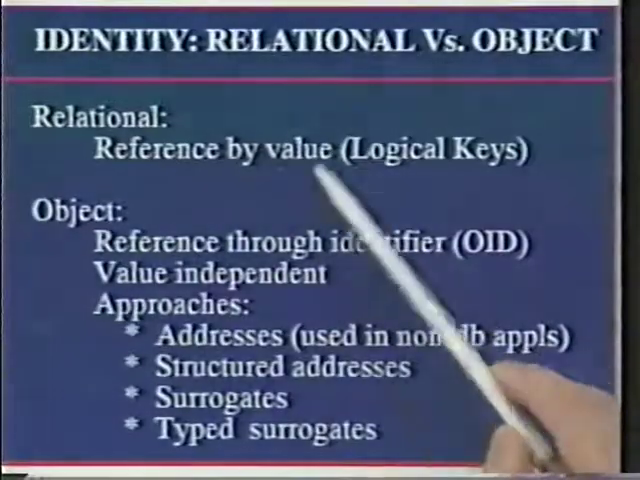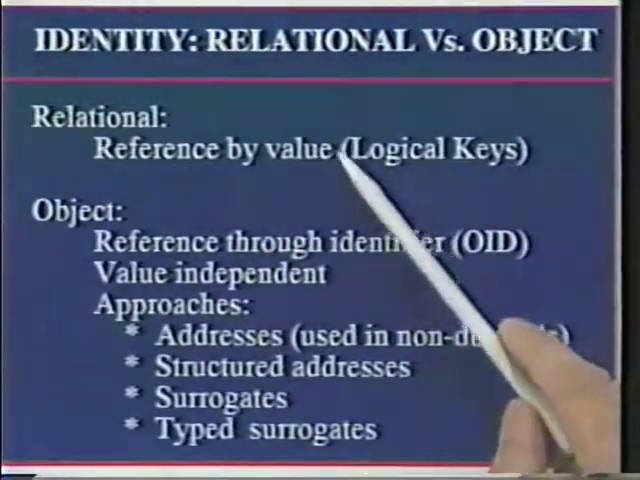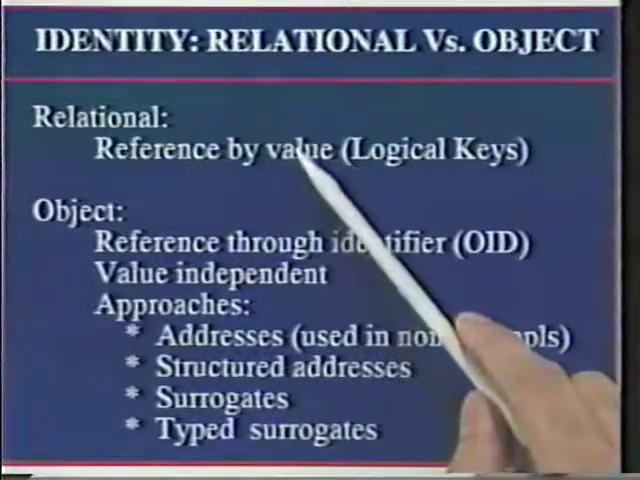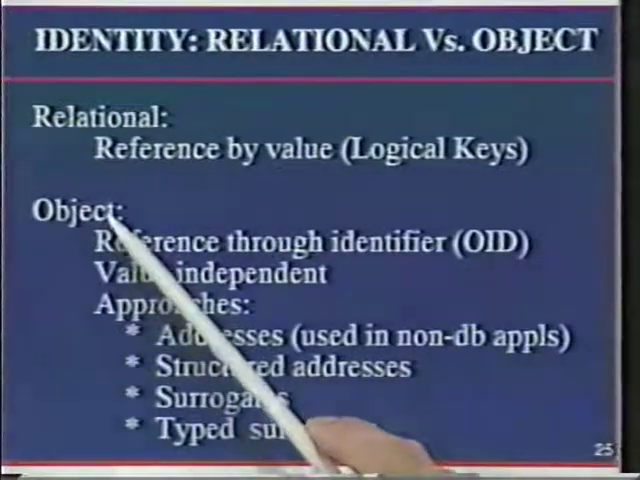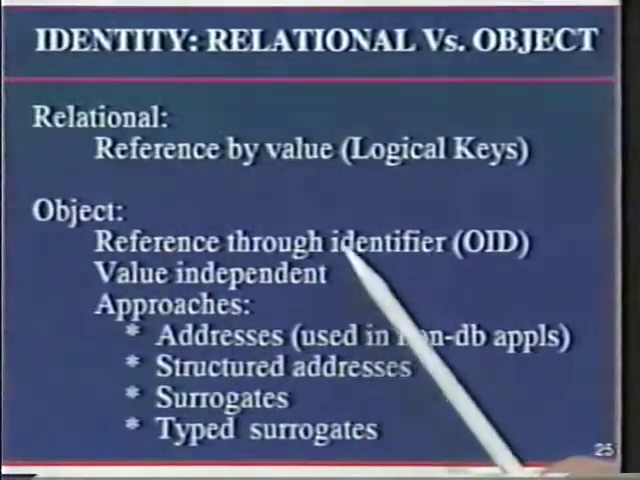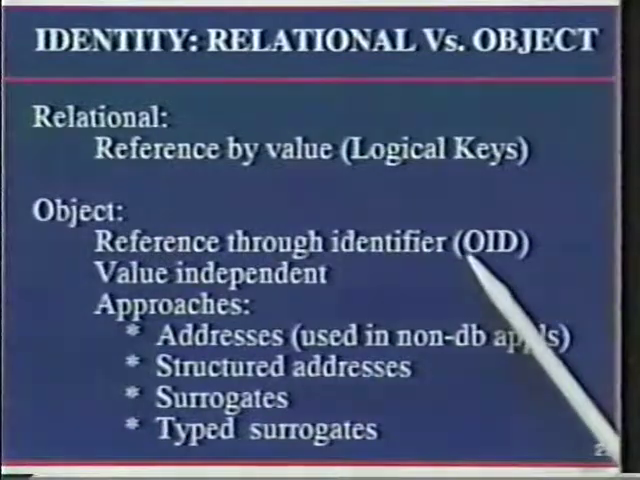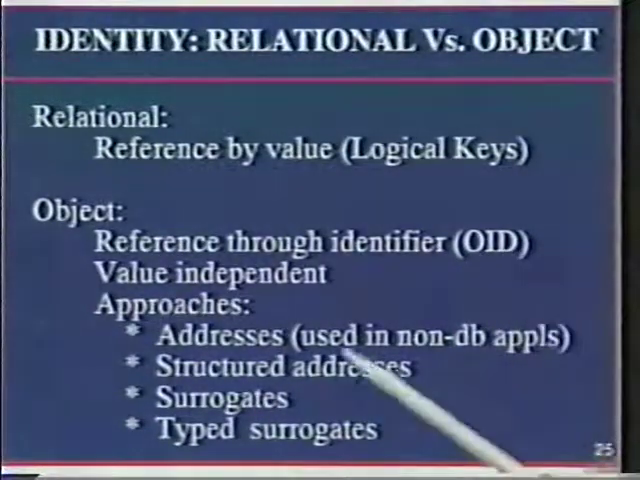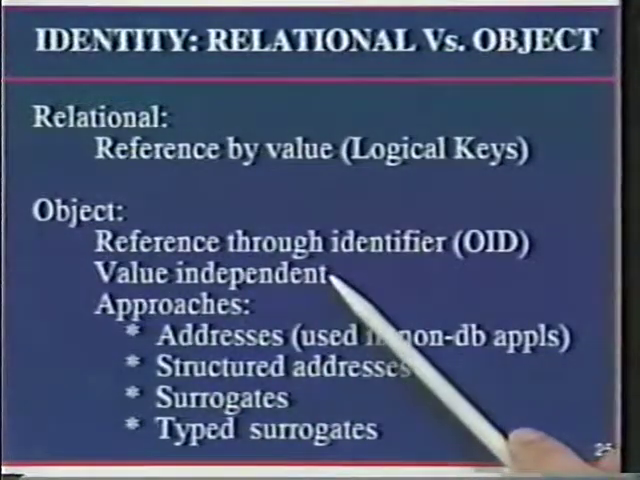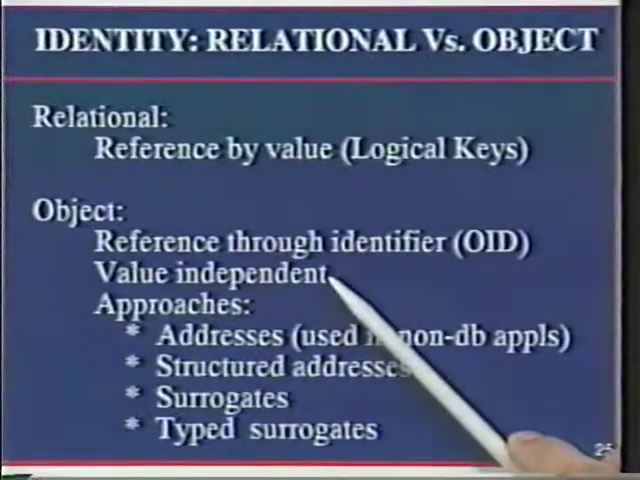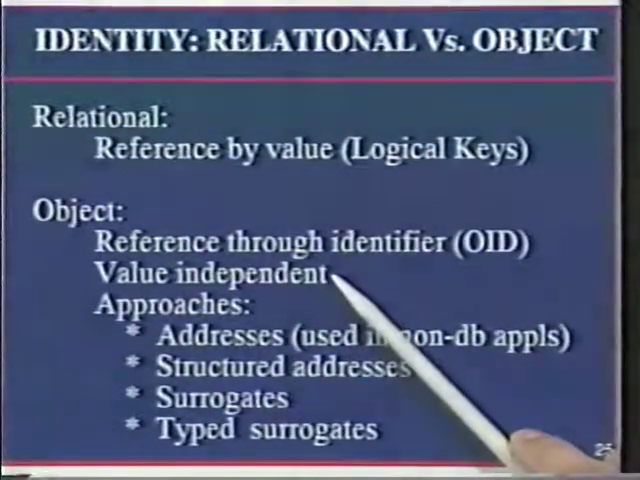If you look at the relational databases, they are value-based, where the reference is made by value. We have certain keys, and then we map the various relationships because of the values of these keys. Whereas in object databases, we make reference through object identifiers, which are unique identifiers. Generally, they are known as OIDs. So these object identifiers are value independent, and of course we can allow sharing because we can have multiple references to the same object.